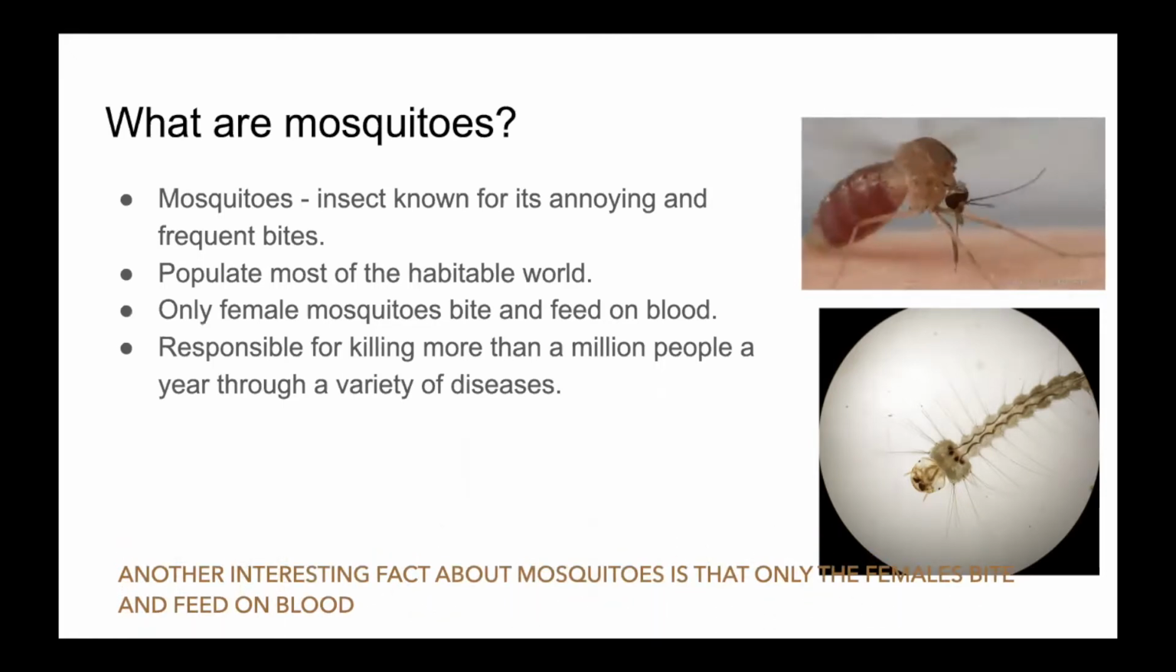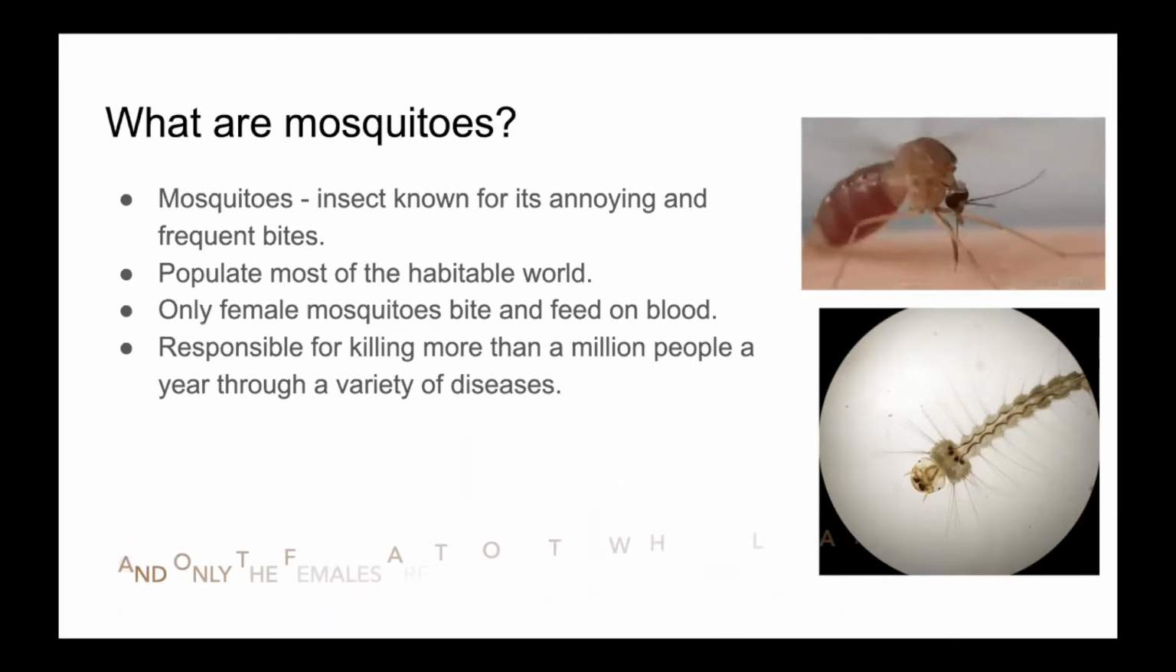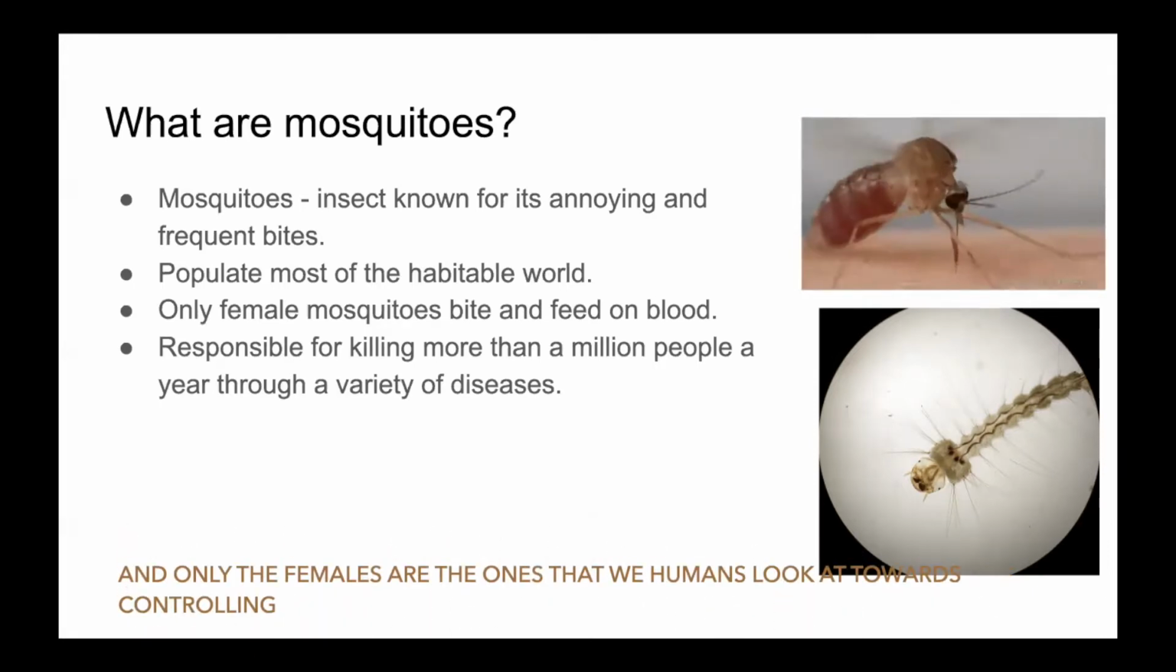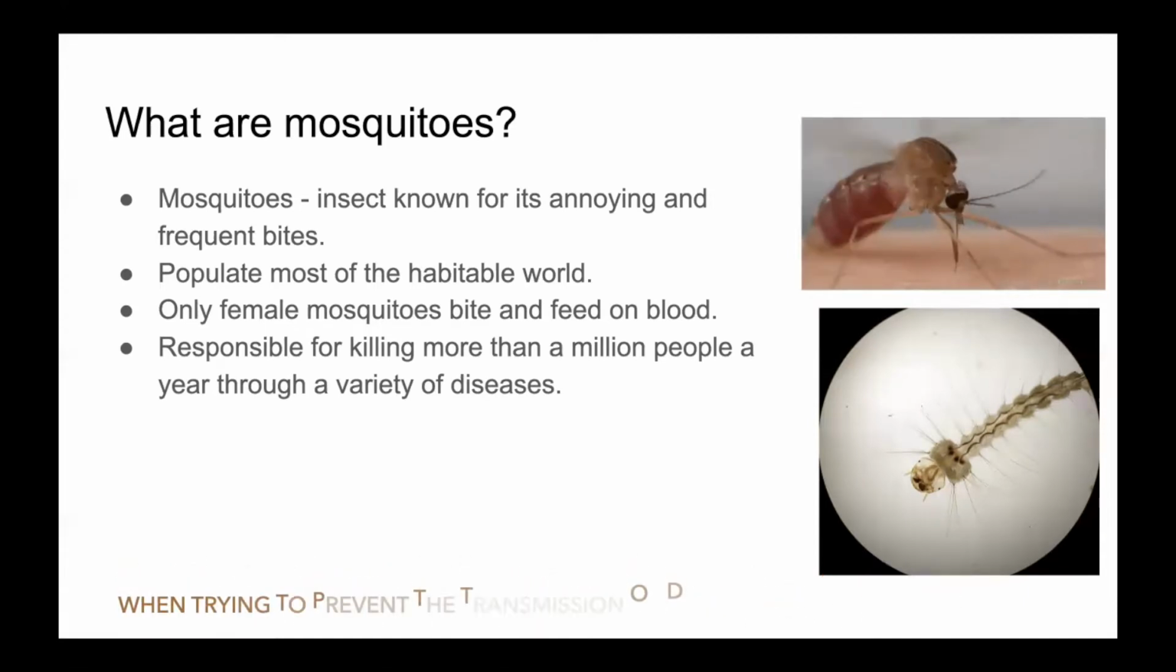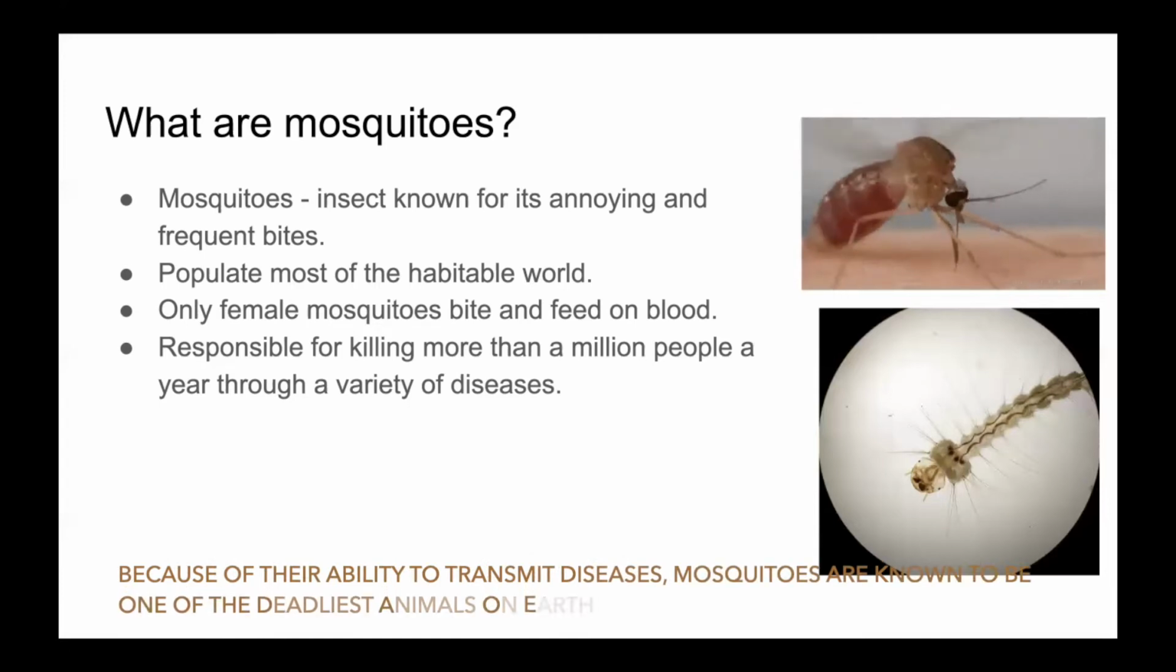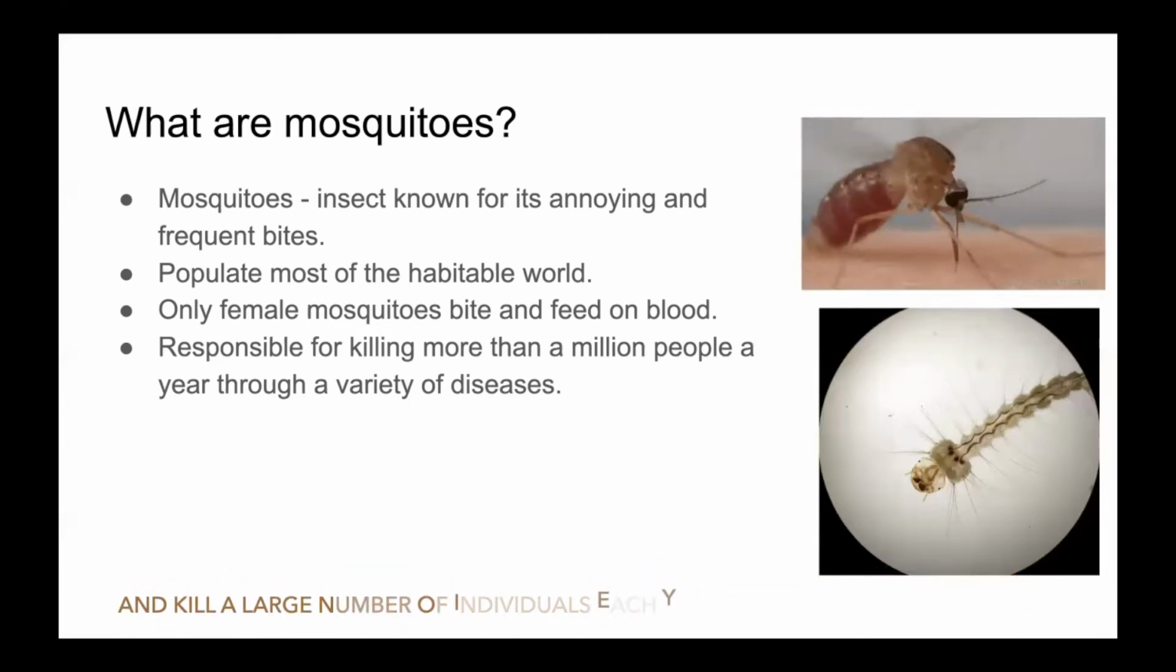Another interesting fact about mosquitoes is that only the females bite and feed on blood, and only the females are the ones that we humans look at towards controlling when trying to prevent the transmission of diseases. Because of their ability to transmit diseases, mosquitoes are known to be one of the deadliest animals on Earth and kill a large number of individuals each year.